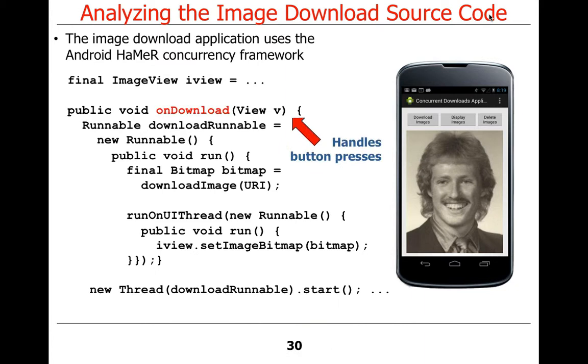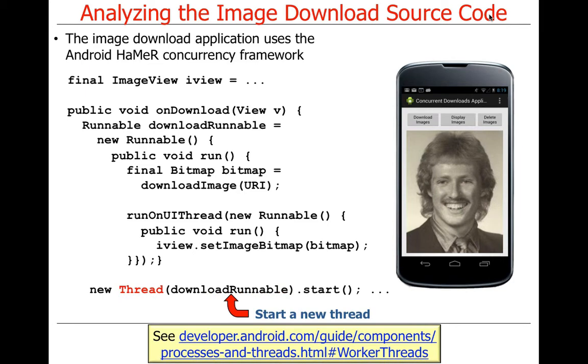So we have an onDownload method, which is what's going to get called back, much like your showLocation method got called back when we did the map app. This is going to be called when you click download image or whatever. This function creates a new runnable, which is a command in the command processor pattern. That runnable is then passed as a parameter to a new worker thread, which we're going to then start. So when we create this runnable, and we'll look more at the runnable in a second, it gets passed to the thread, and we start the thread.